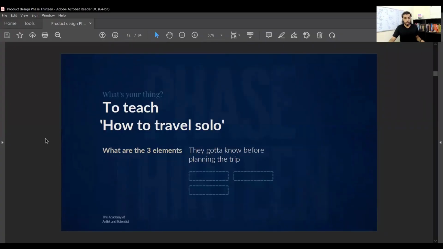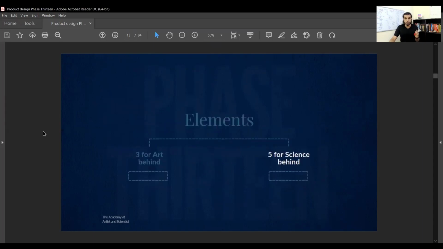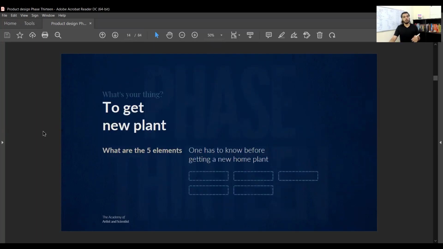Okay, the art behind cooking, or how to travel solo: how do you travel solo? What are the three elements you need to be doing? When it comes to the science part of it, what are the five scientific things that they need to learn?